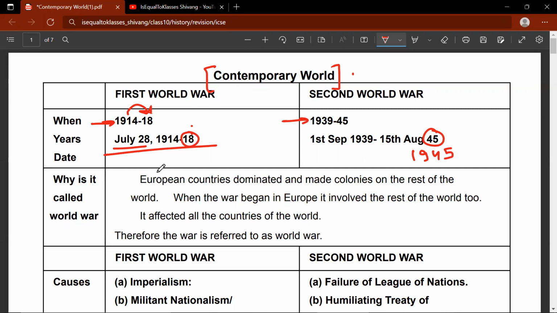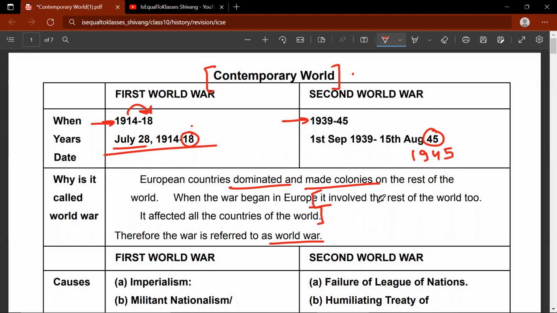Why is it called World War? European countries dominated and made colonies on the rest of the world. When the war began in Europe, it involved the rest of the region too. It affected all the countries of the world. Therefore, the war is referred to as a world war. So the most important point here is that it involved the rest of the world too.